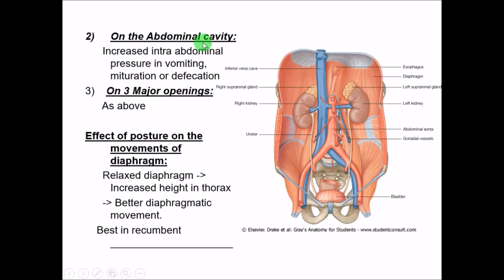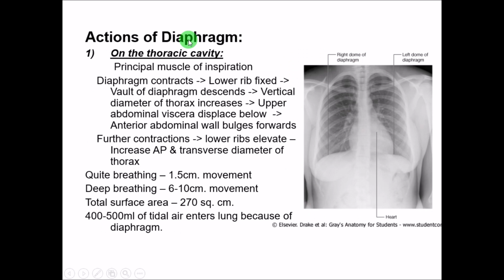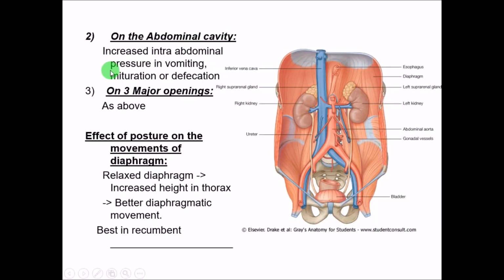Second, the action of the diaphragm on the abdominal cavity. What happens if the diaphragm is moving and creating a pressure within the abdomen? Increased intra-abdominal pressure will lead to vomiting, micturition as well as defecation. All these conditions where the pressure is created by the diaphragm will help in vomiting, micturition and defecation.